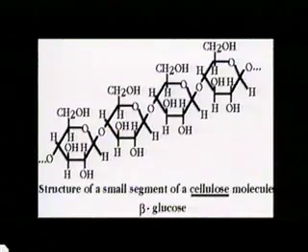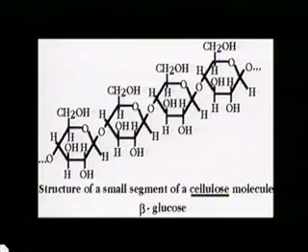Now, if in contrast, once again remember, alpha had the OH up, beta has the OH down. If we take beta glucose and hook it together, instead of making a line with the oxygen down at that V like it did in the starches, notice that the oxygen now is hooked this way, upward, upward, upward, and so we end up with a stair-step looking molecule, and this is cellulose.